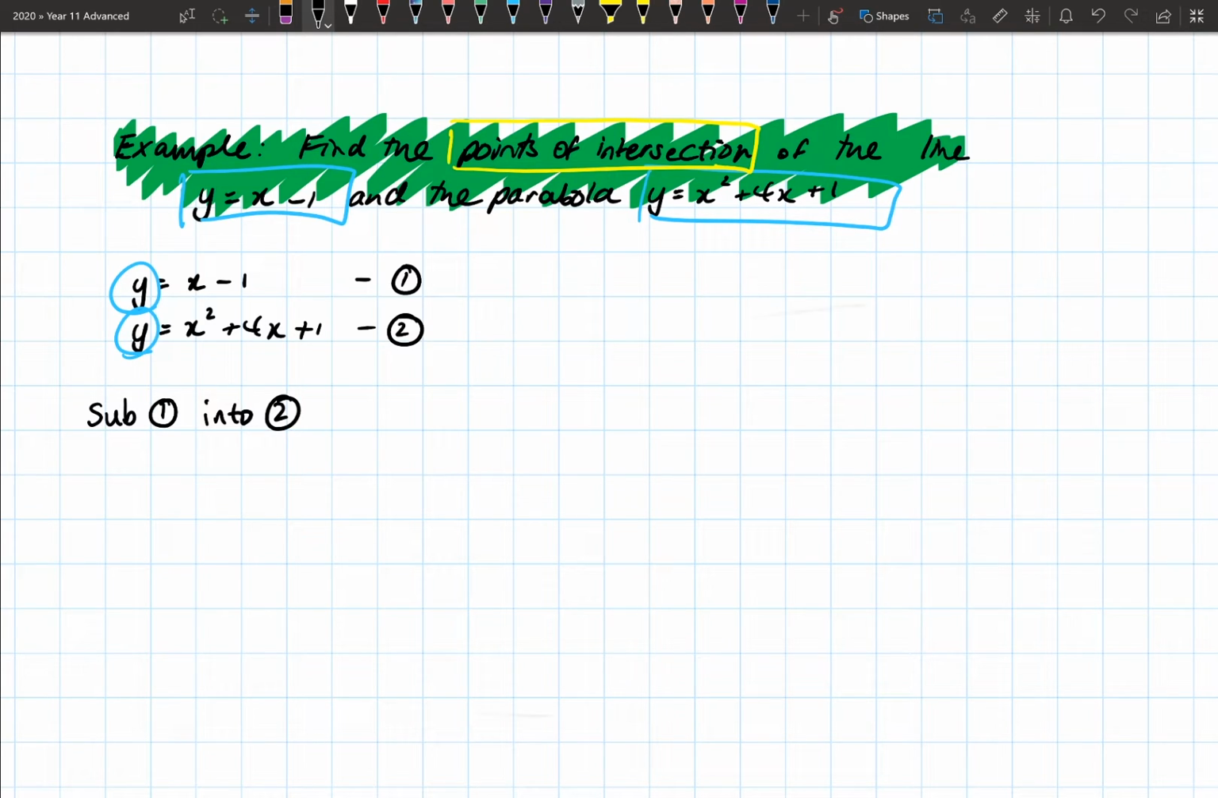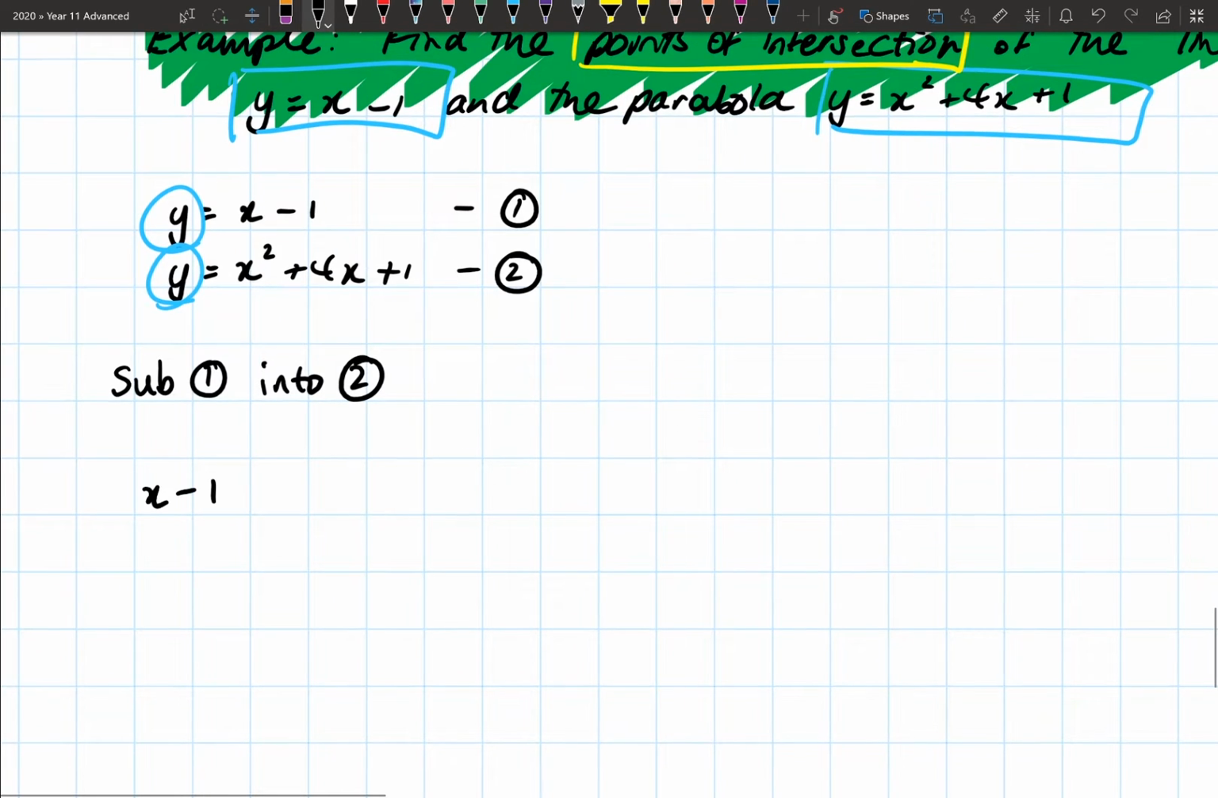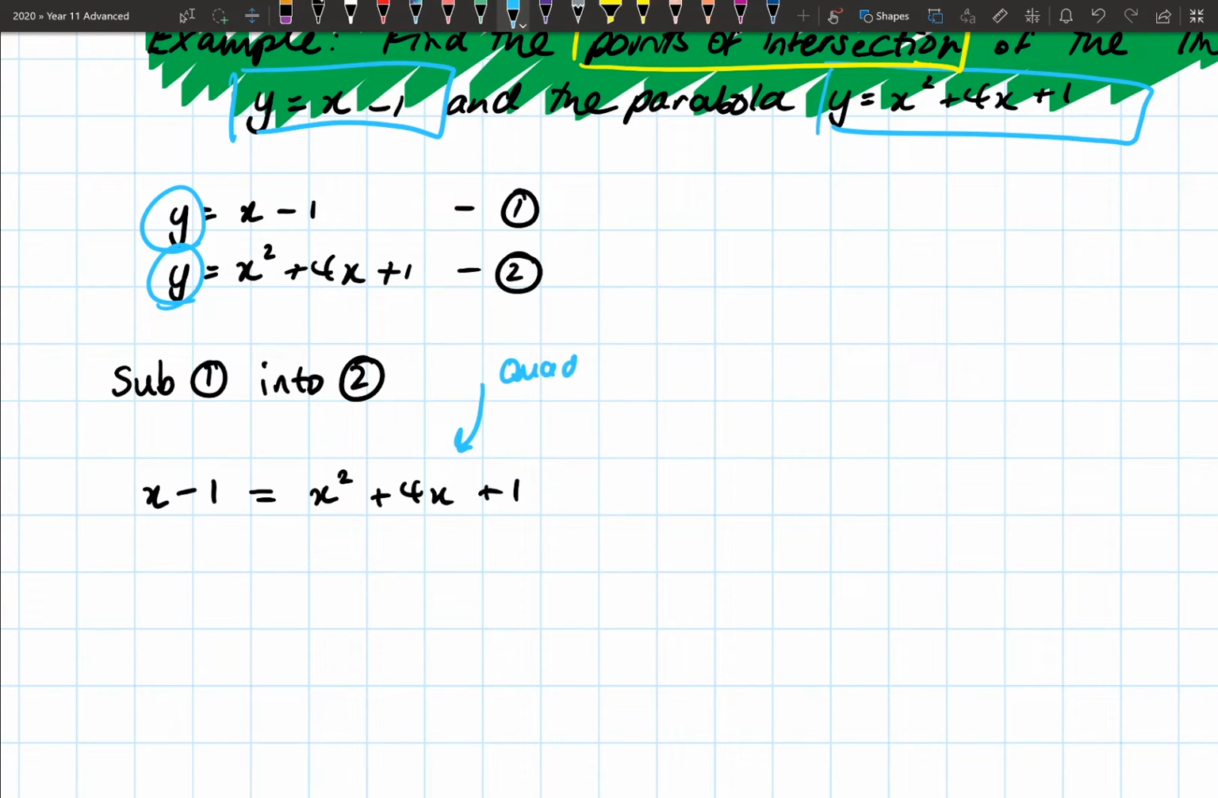And so what I'm going to get is x minus 1 is equal to x squared plus 4x plus 1. Okay, cool. I've got that. Now when we're solving here, this is a quadratic equation. The way I know this is because the highest power of x is the x squared.